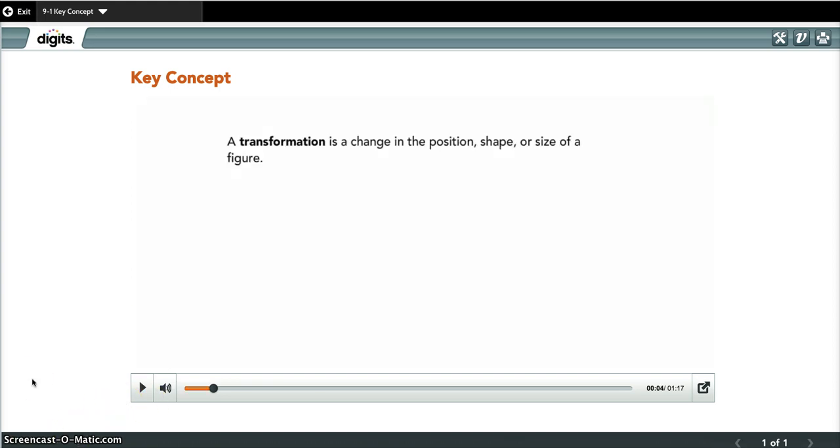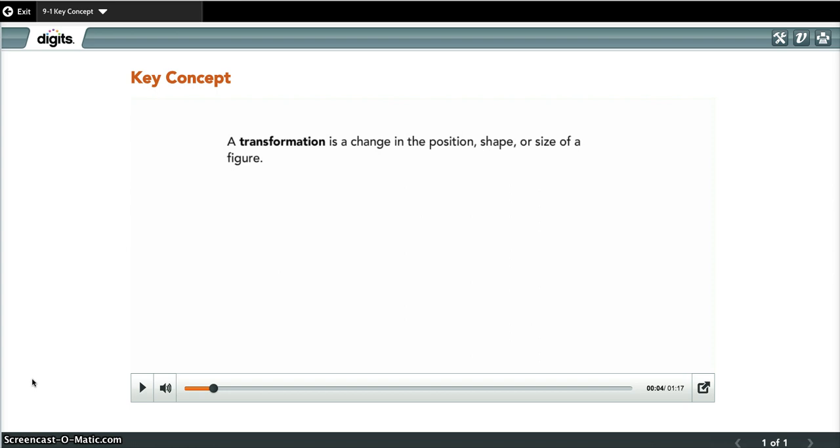And since you are learning a lot of different vocabulary terms during this chapter, I want you to go ahead and find a blank piece of paper or somewhere that you can take notes throughout this lesson or throughout this unit as we cover the different types of transformations. And in fact, a transformation is the first word that you need to write down. So a transformation is a change in the position, shape, or size of a figure.